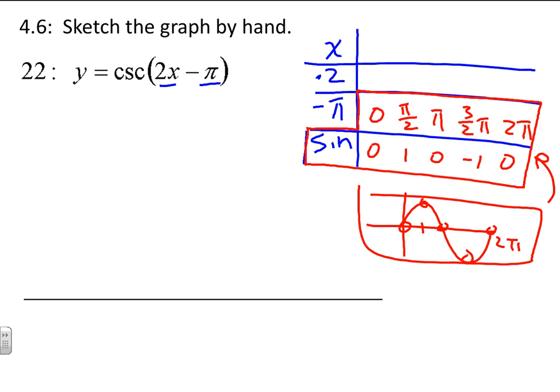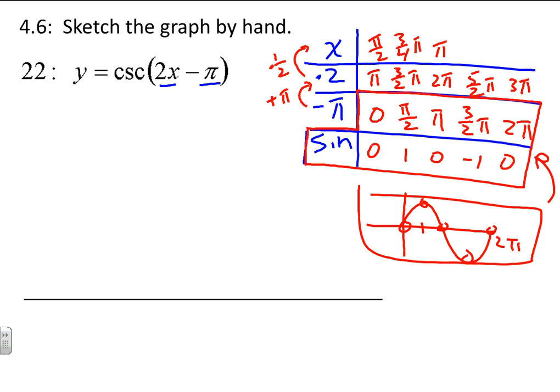Now, work backwards. I need to add pi to get back to row 2. Add pi gives me 3/2 pi, gives me 2 pi, gives me 5/2 pi, gives me 6/2 pi, or 3 pi. Divide by 2 or multiply by 1/2 gives me pi on 2, 3/4 pi, pi, 5/4 pi, and 3/2 pi.